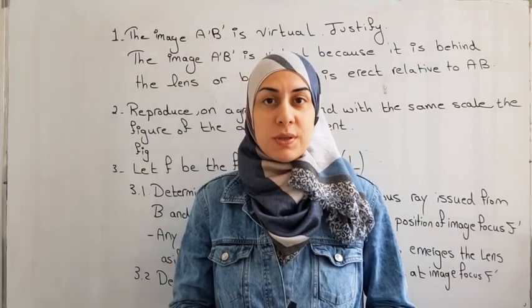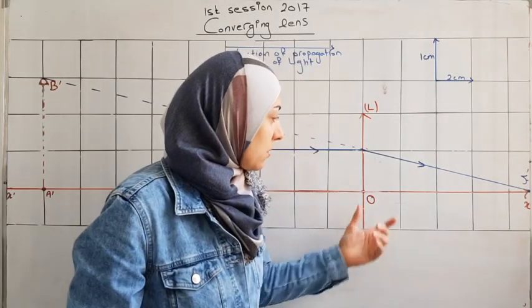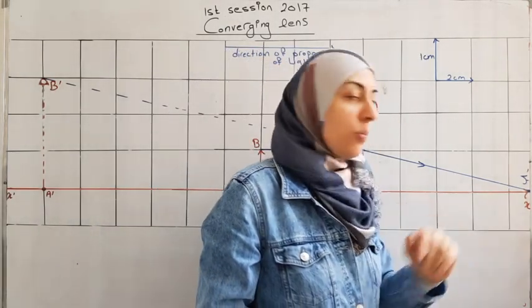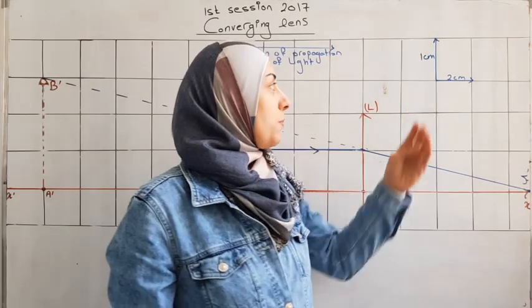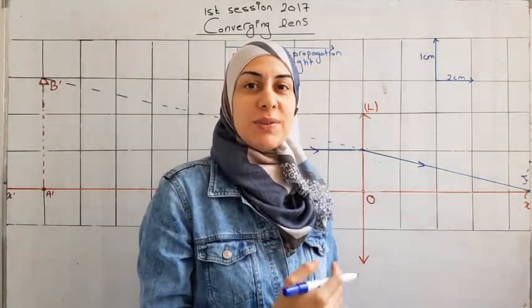In this part we want to deduce the focal length F. The focal length is the distance between O and F prime. So we have 1, 2, 3, 4.5 centimeters and we multiply by the scale, which is 2 centimeters, to obtain the focal length of this lens.